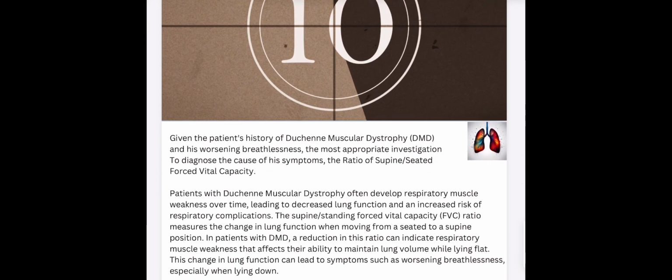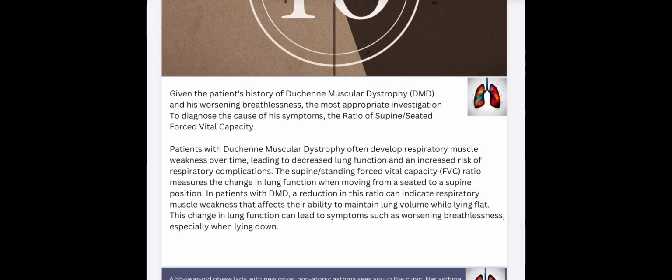And the correct answer is, given the patient's history of Duchenne muscular dystrophy and his worsening breathlessness, the most appropriate investigation to diagnose the cause of his symptoms is the ratio of supine and seated forced vital capacity.